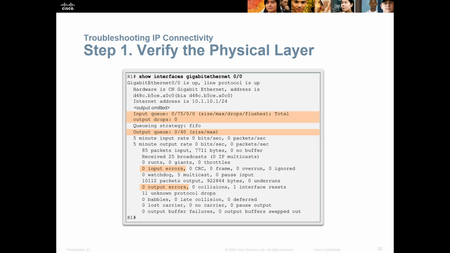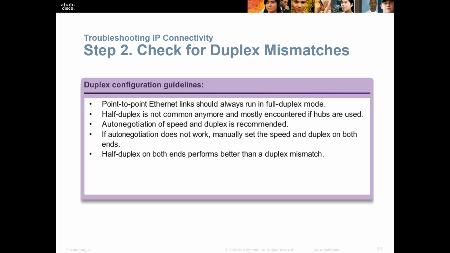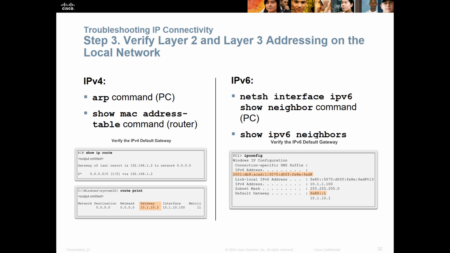Verify the physical layer. You can always do show commands, show interface. Here we're checking for duplex. Verify things like show ARP, show MAC address table. Look at layer 3 addresses. I don't know why we said ARP, because ARP's not really a layer 3 address. It's more of a layer 2.